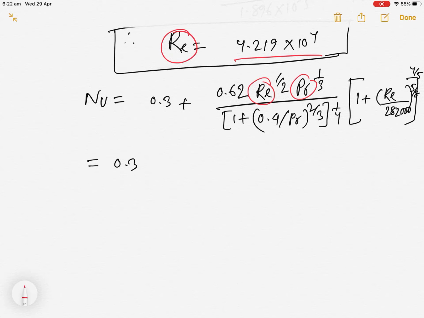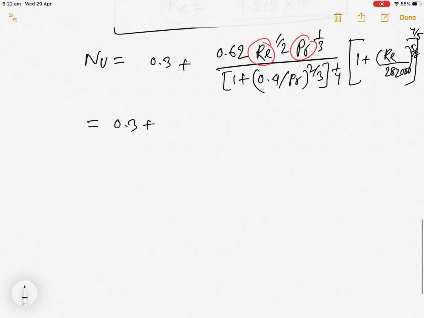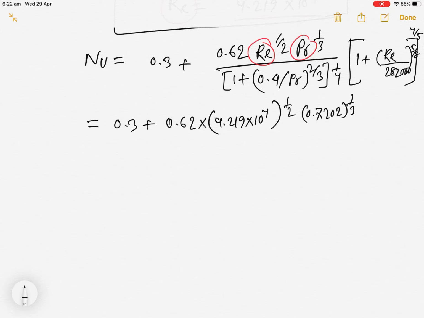So once we got this Reynolds number, let's substitute the values. So it is 0.62, and the Reynolds number we know is 4.219 times 10 to the power 4, to the power half, and the Prandtl number, you know, is 0.7202, to the power 1 over 3.